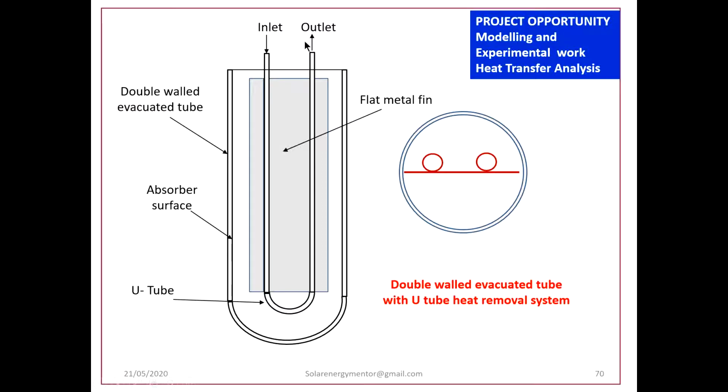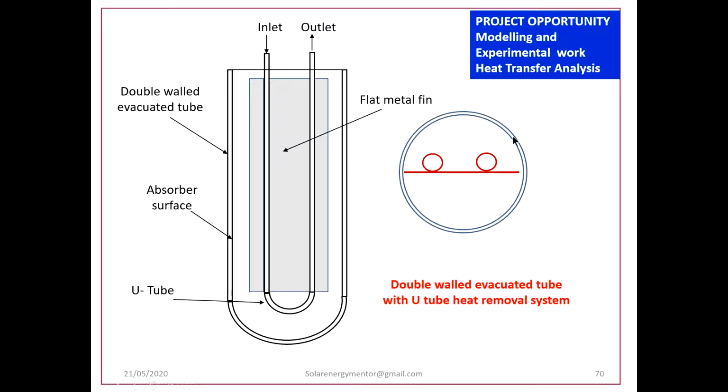Now the inlet and outlet tubes are connected to a header, and the header takes the water. A header supplies cold water, and a separate header takes out the hot water. You can provide either a separate header or a common header for inlet and outlet. Now this flat metal fin absorbs the energy and then transfers it to the absorber. Okay, so the cross section of this type of evacuated tube collector is this.